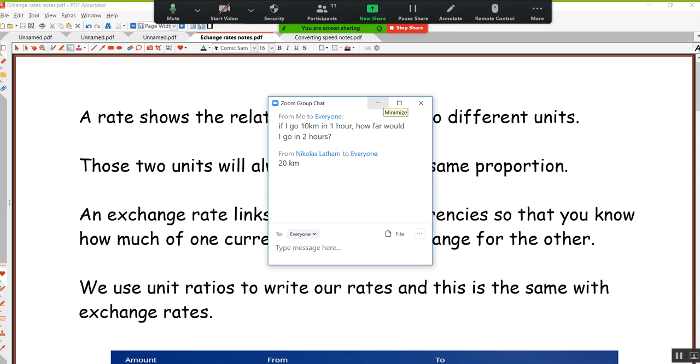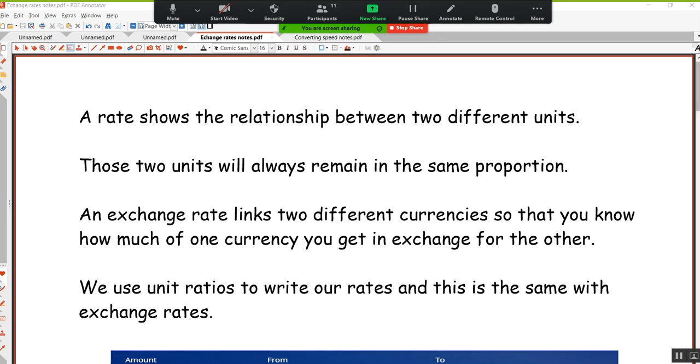So what about if I do 10 kilometers in 1 hour? How long would it take me to do 70 kilometers? 7 hours. Good. Everyone happy with that? Yeah.